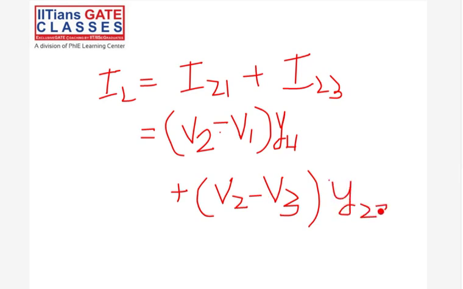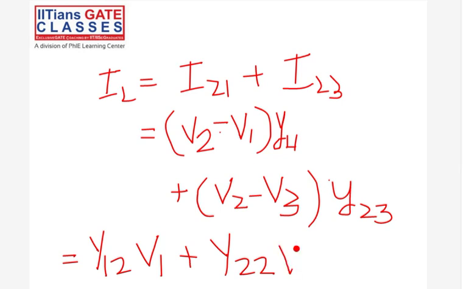Y23, right? So if we rearrange this, we would get Y12 V1 plus Y22 V2 plus Y23 V3. So one thing that you will see is that Y21, right? Y21 and Y12 are the same, right?